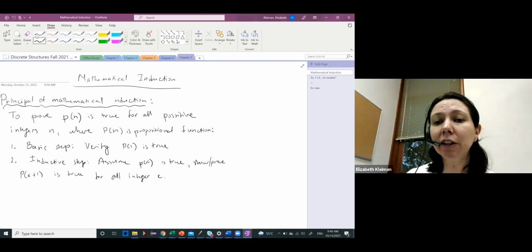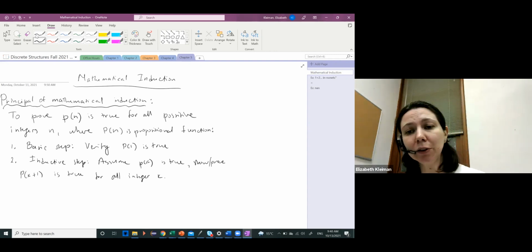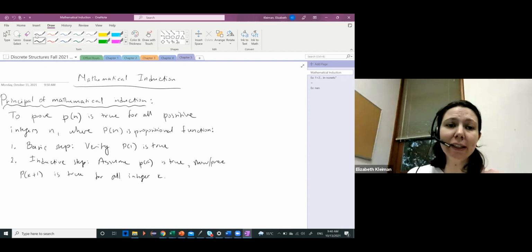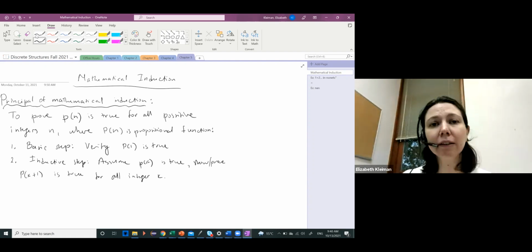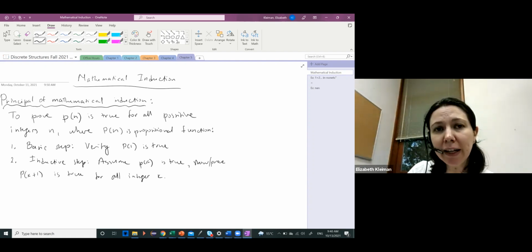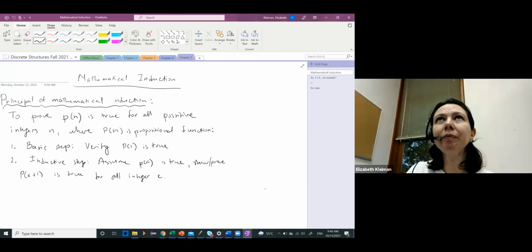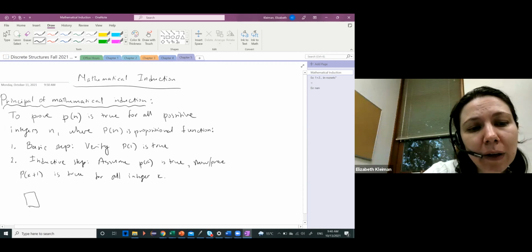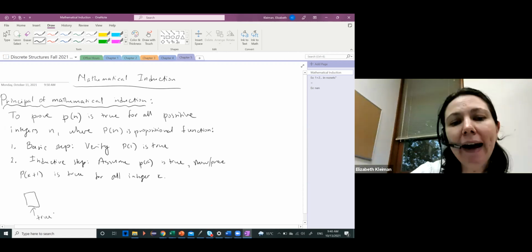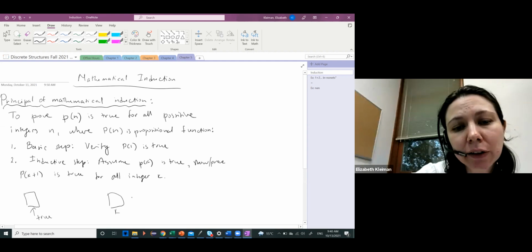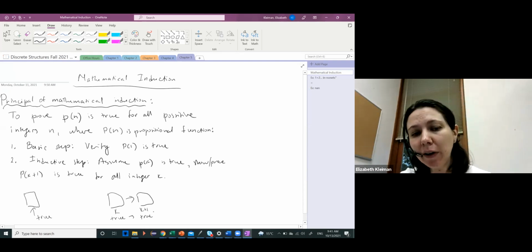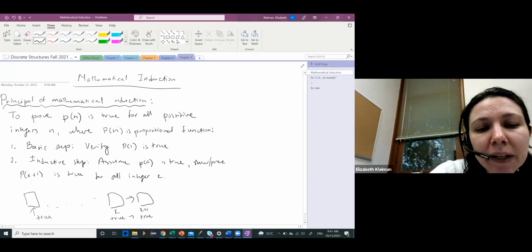Now, since it is true for everything, I cannot really say, okay, let's look at 1, 2, 3, 4, 5, 6, 7, 8, 9, 10, because it's going to go to infinity, correct? So I need a different tool to prove it. The way we prove it is we use this principle. We're saying, okay, if I know that this is true, and I have a rule saying k true implies k plus 1 true, that is going to give me everything.